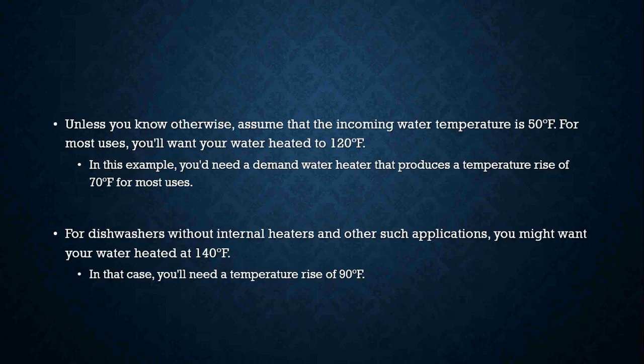Okay, for dishwashers without internal heaters or other such appliances, you might want to have a water heater heat the water up to about maybe 140 degrees. Okay, and in that case, you're going to have a temperature rise of 90 degrees. So water heat is a regulation. We have to be able to regulate and control the temperature of the water coming out of our faucets, because one of the things that we want to try to avoid in HVAC is scalding. We don't want somebody to turn on their hot water and then get burned.